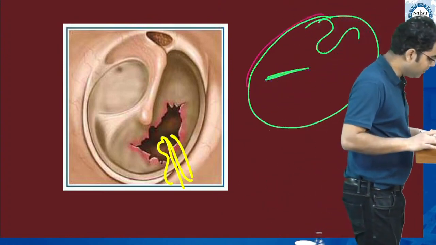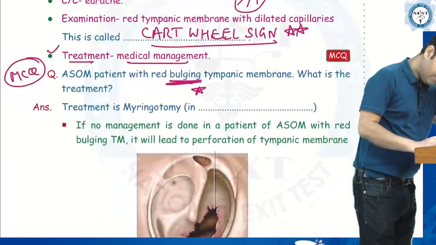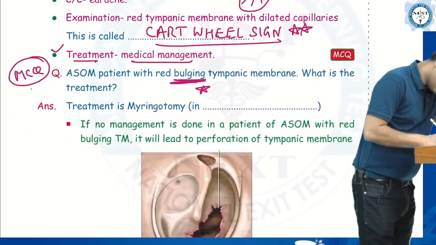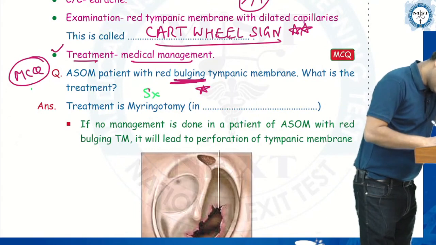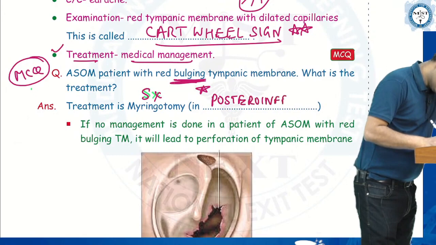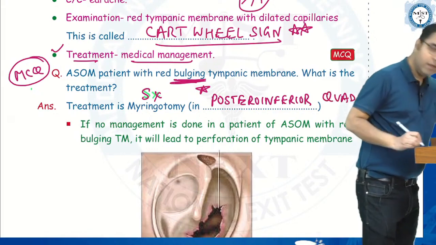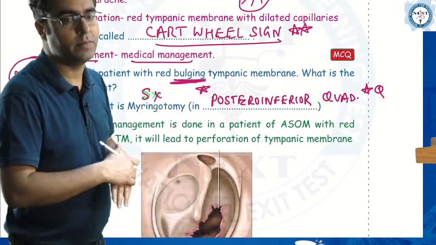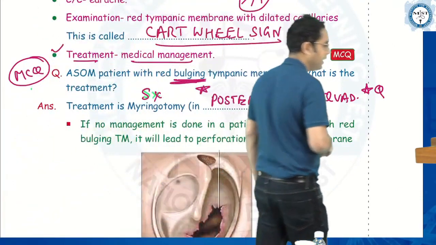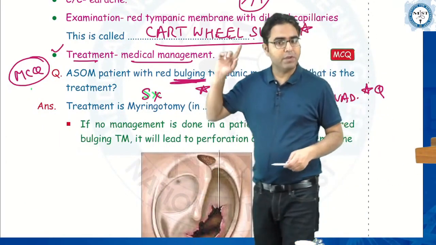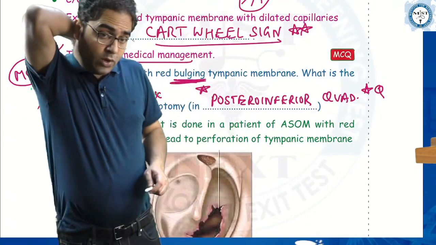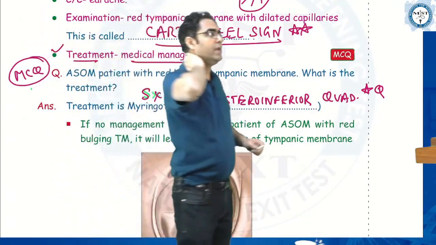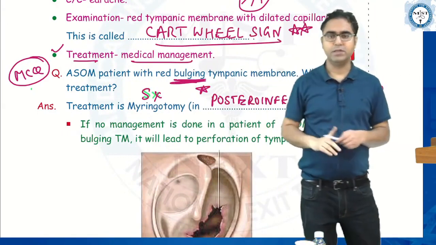Now look at the screen. Look at your notes. Treatment is myringotomy. This is MCQ. Surgery: myringotomy, and in which quadrant? Posterior inferior quadrant. MCQ: can anybody tell me, in glue ear, the myringotomy is done in which quadrant? Anterior inferior. Glue ear, anterior inferior. ASOM, posterior inferior. The myringotomy word came in glue ear. In glue ear, the myringotomy is done in the anterior inferior quadrant. In ASOM, the myringotomy is done in the posterior inferior quadrant.